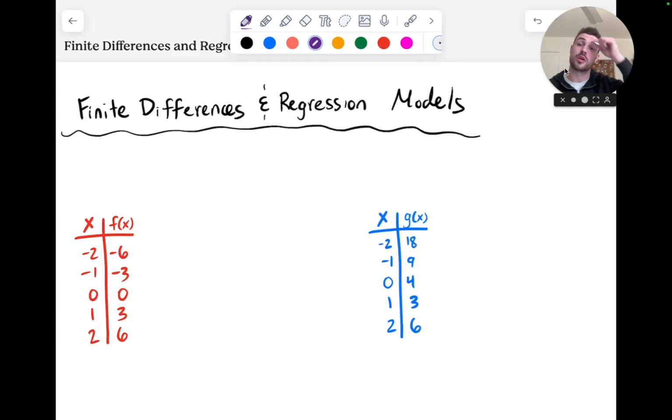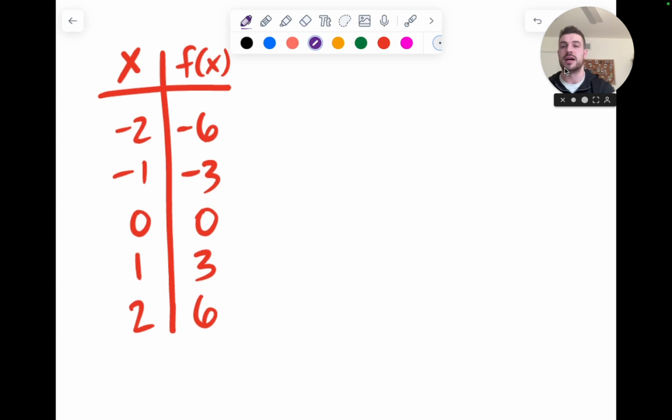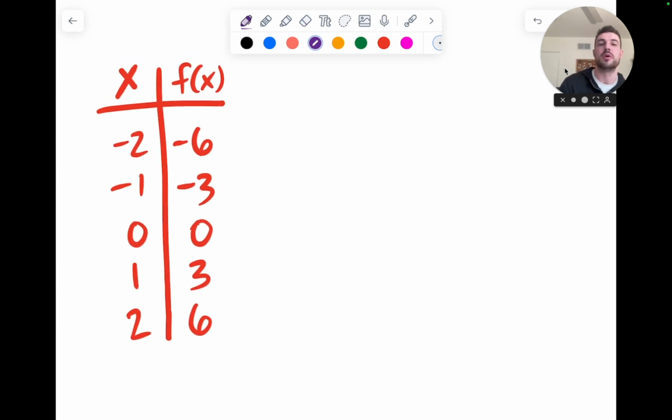Today what we're going to do is work on what we call finite differences, which is going to help us determine what type of polynomial is present in a table. And then we're going to take a look at some regression models. So the first thing we normally start off with is a table much like this. And I would ask my students to go ahead and try to figure out what type of function this is.